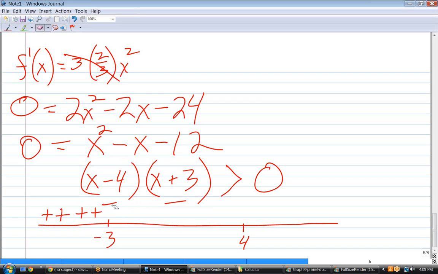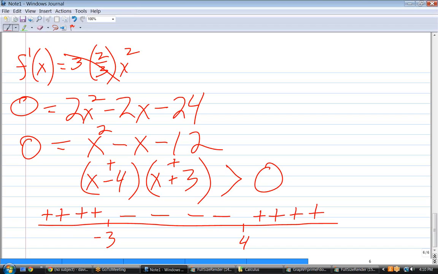Okay. Pick a point in between. 1. This is negative. That's positive. Negative times positive is negative. Every point in there is negative. Okay. Pick a point to the right of 4. 6. This is positive. That's positive. Positive, positive. This is positive. That's how you do a line chart.